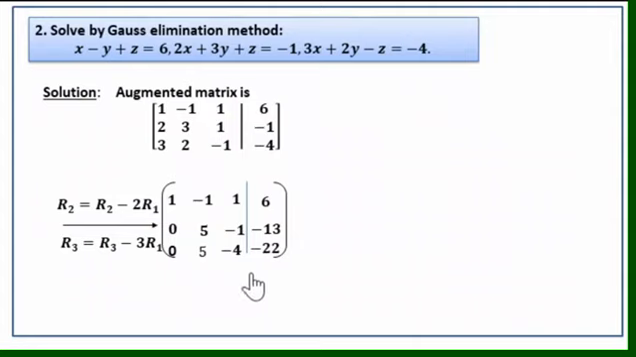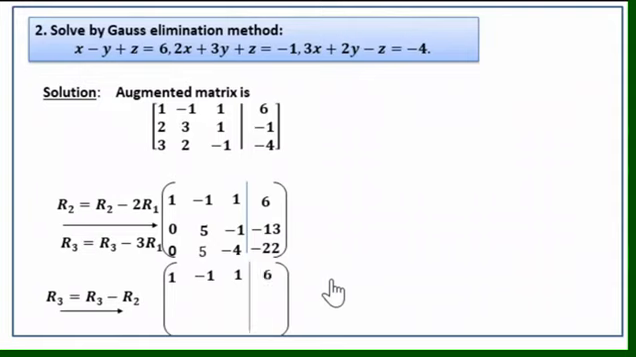In the next step we make this element 0 so that the coefficient matrix becomes an upper triangular matrix. So we have here 5 minus 5 gives 0. So R3 will be R3 minus R2. So no changes in the first two rows. For the third row, apply the row operation R3 equal to R3 minus R2.